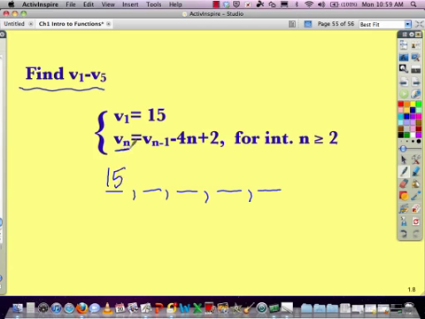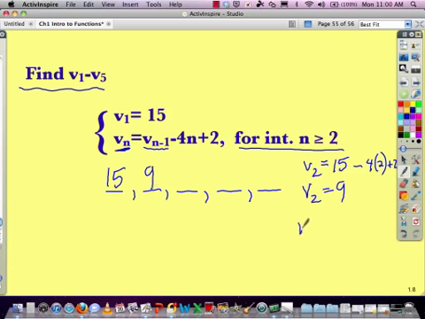Then all other terms in our sequence will be equal to our previous term minus 4 times n, which is our counter, plus 2. So let's go. We want our second term. It'll be our previous term, which was 15, minus 4 times our counter. Our counter is currently at 2, and then we're going to add 2. So 15 take away 8 is 7. 7 plus 2 is 9. V sub 2 is 9.